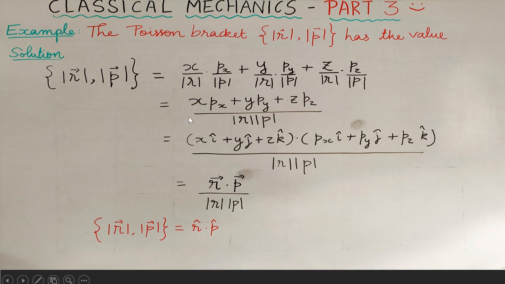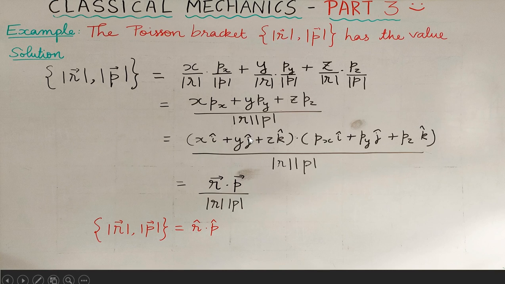Now, I can write this x, px, y, py, and z, pz as their vector forms because I know that the dot product of i with i will give me 1. So xi dotted with pxi will be xpx. On doing this, I get this term. So I have just expanded this into their vector form.